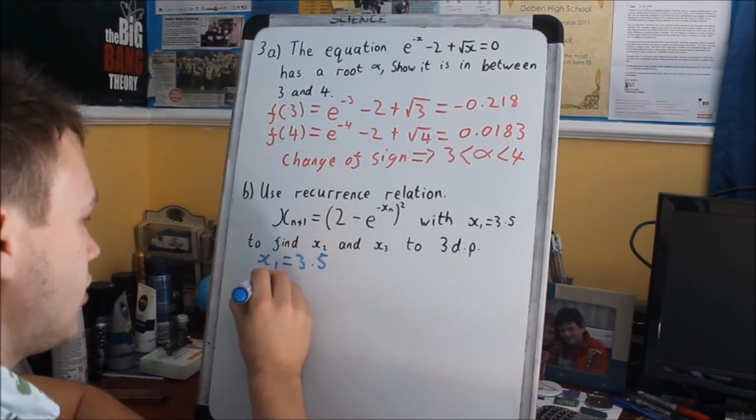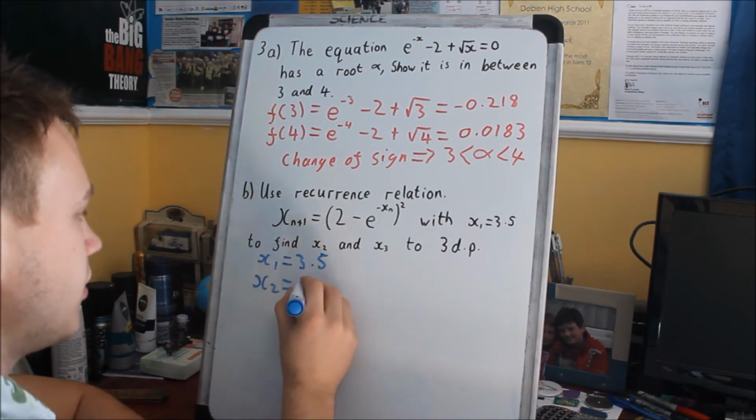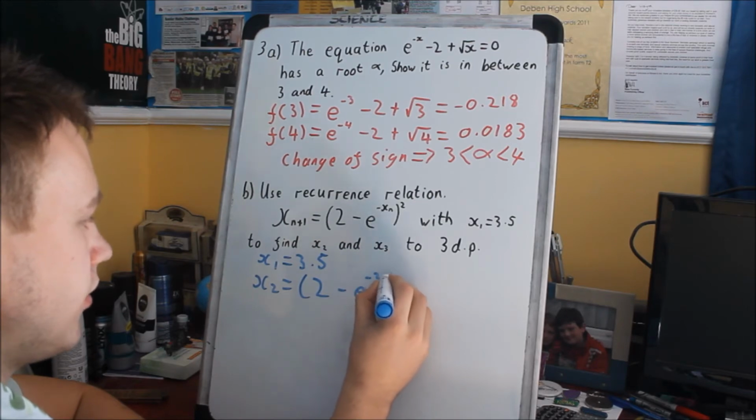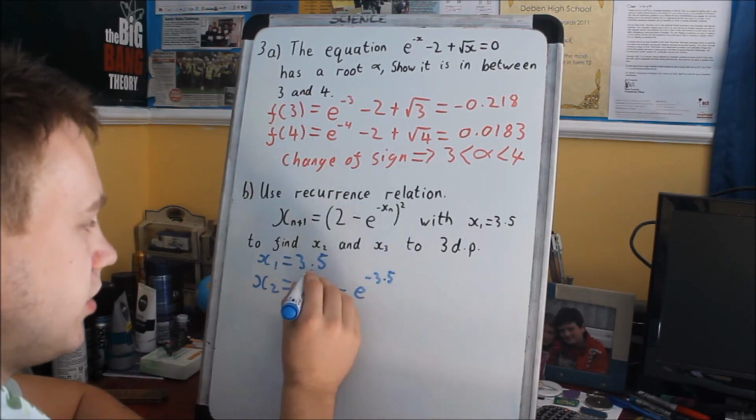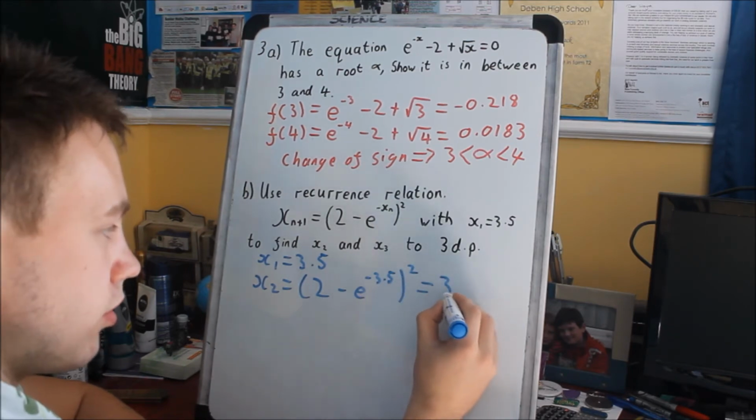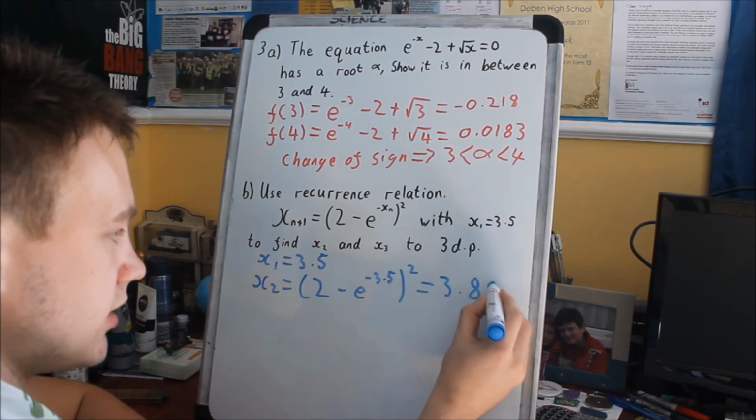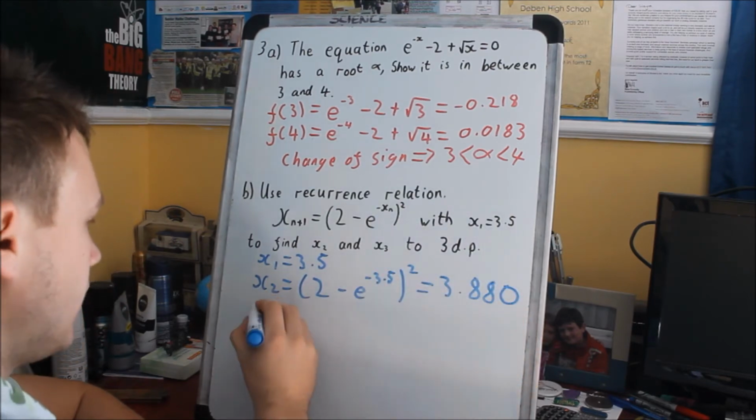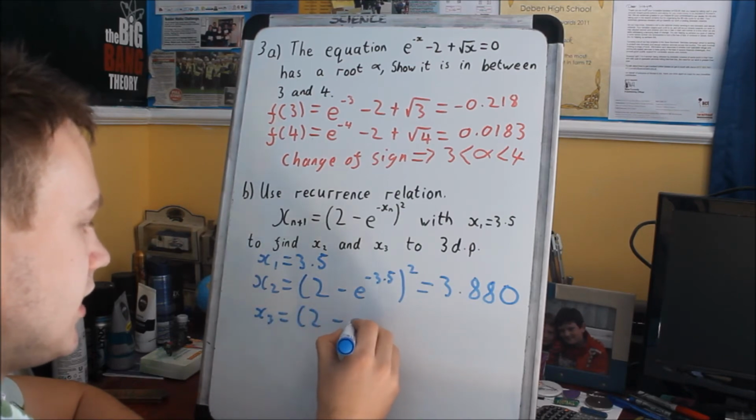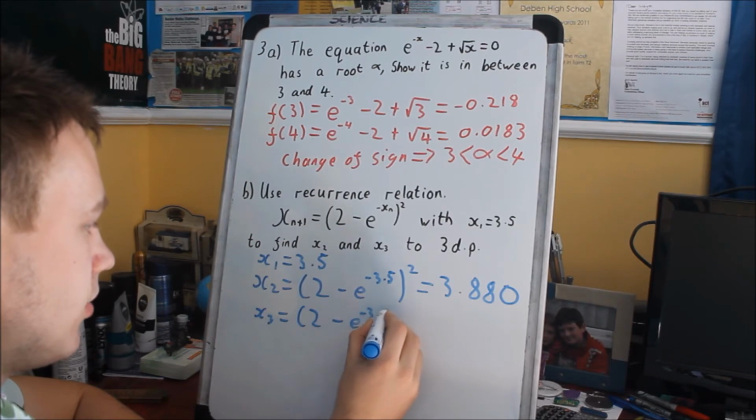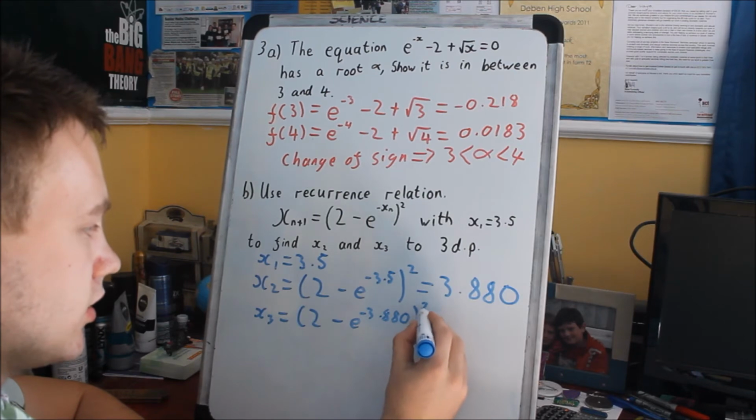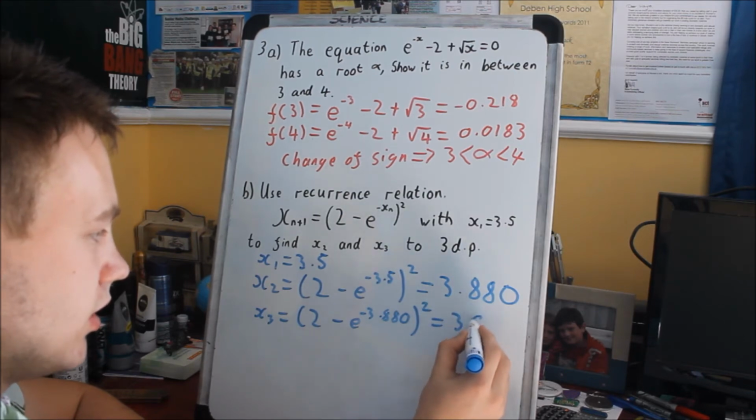But it wants x2, so to find x2 we put in 2 minus e to the minus, and it's 3.5, we're putting in the previous part, squared, and you'll find that that comes to 3.880, and then you do x3 is equal to, so now it's 2 minus e to the minus 3.880 rather than 3.5, we put this value in, squared, and you should find that that comes to 3.918.